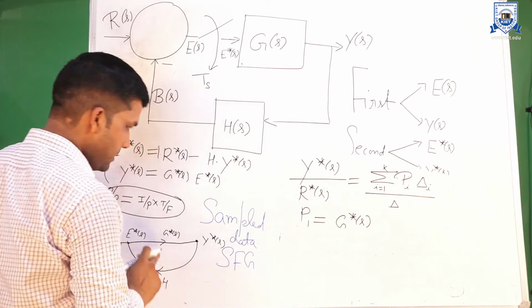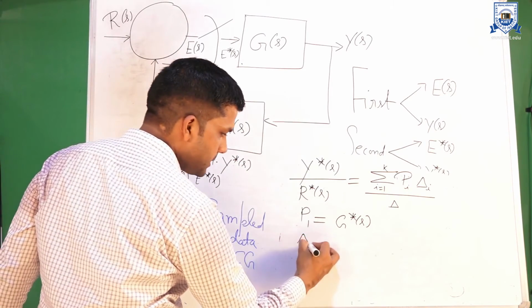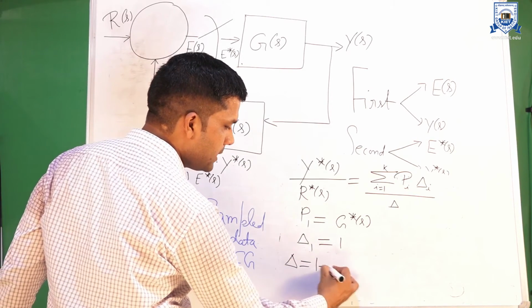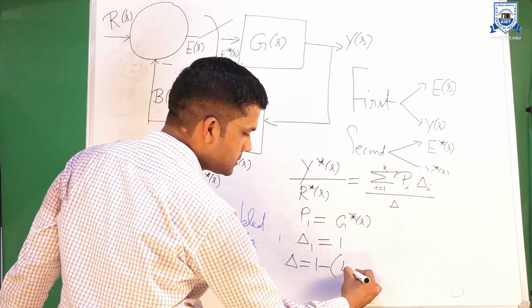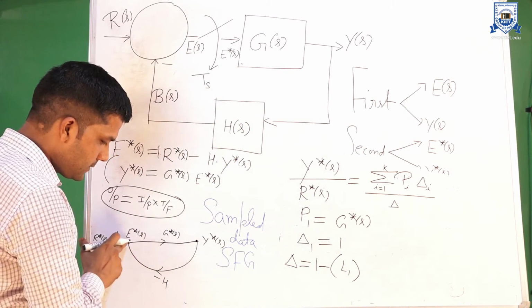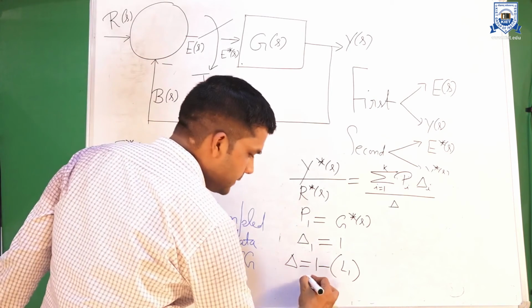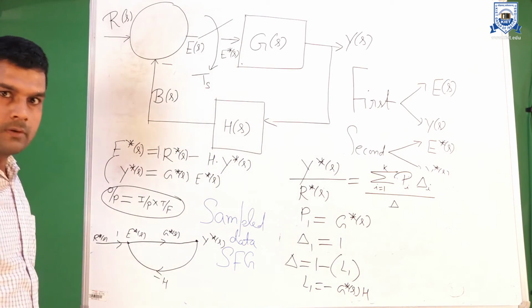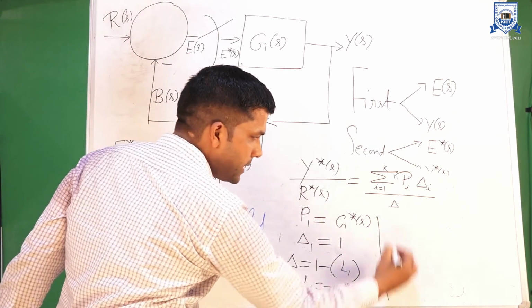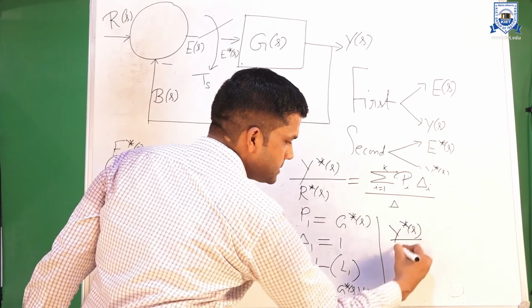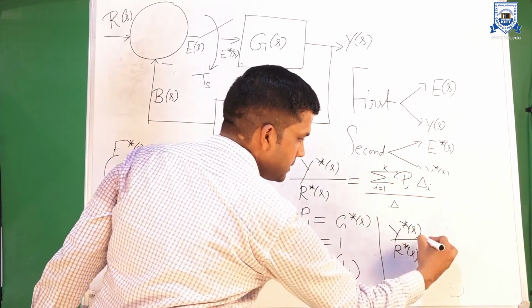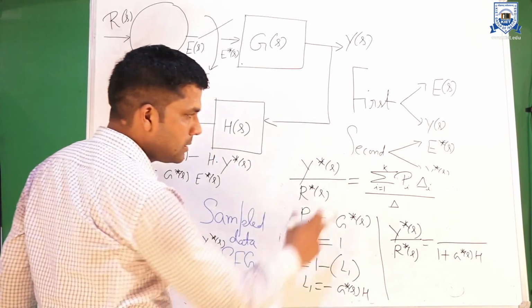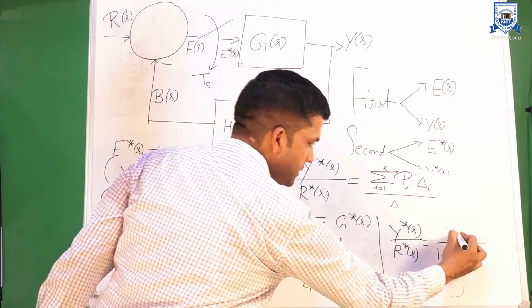What is the value of delta 1? Delta 1 is equal to 1. What is the value of delta? Delta is equal to 1 minus the sum of loops, L1 plus L2. Here there is only one loop, L1, and L1 is equal to minus G star(s) into H. Now Y star(s) upon R star(s) is equal to P1 delta 1 upon delta, which is G star(s) upon 1 plus G star(s) into H.